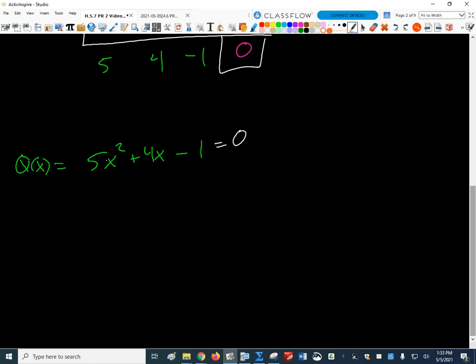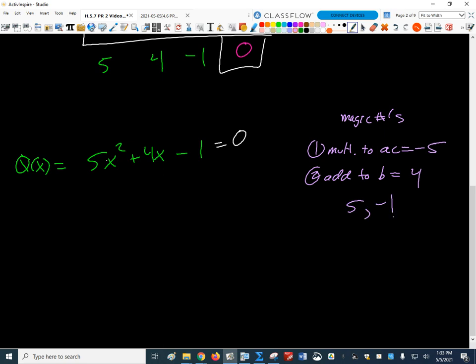What would my magic numbers have to multiply to? Negative 5, right? They multiply to AC. Okay, so if we're finding magic numbers, they have to multiply to AC, which is negative 5, and add to B, which is 4. And we have those magic numbers. What are they? 5 and negative 1. Yeah. Okay, so then we get the magic numbers 5 and negative 1.